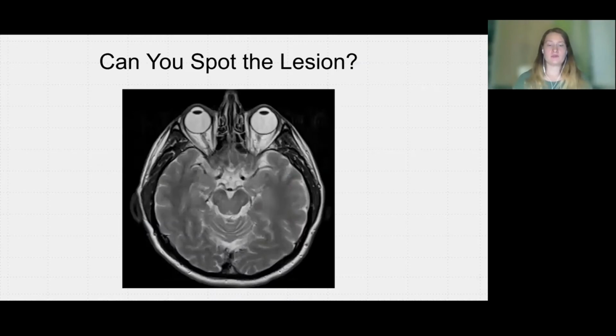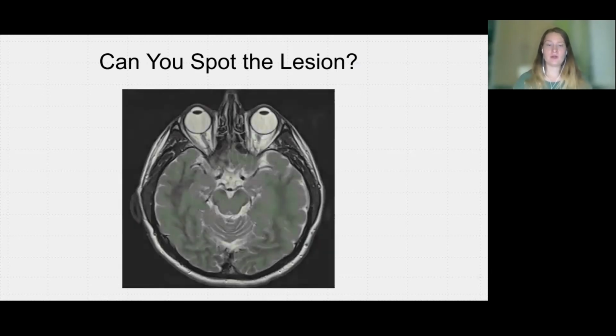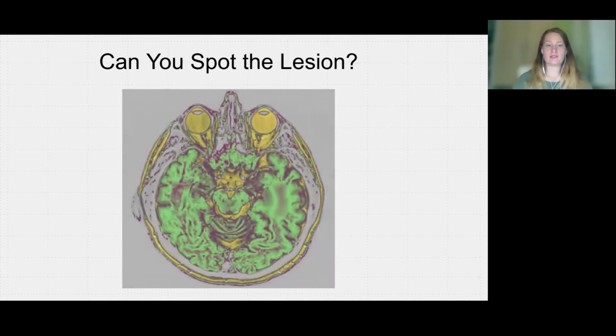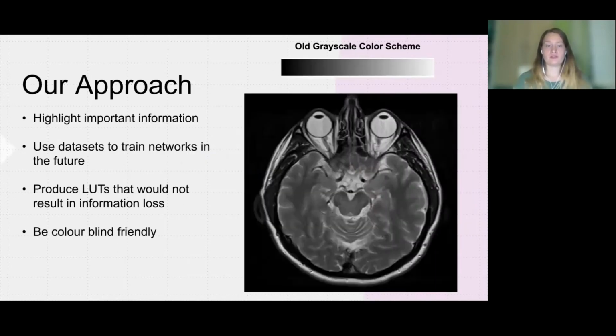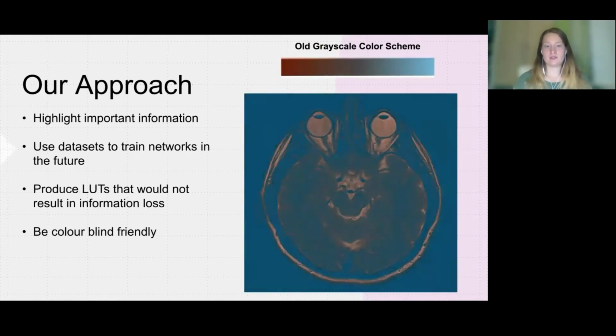Here is an image of a typical brain scan. Can you find the lesion we have manually simulated in the brain? When a LUT is applied and the scan is colorized, does the lesion become any more visible? This method makes it possible to highlight information which otherwise could be hidden in a grayscale image.